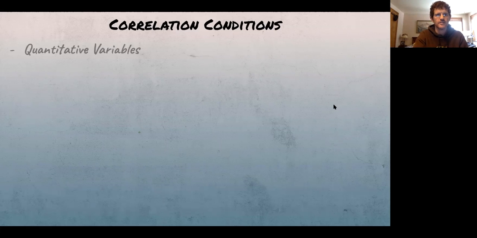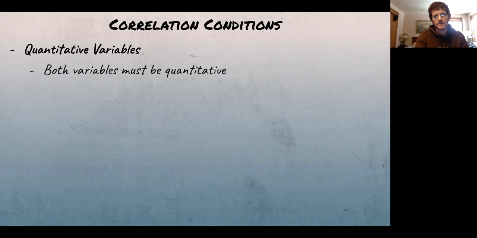Correlation conditions. These are important. We need to have quantitative variables. We cannot do correlation between categorical variables. So both variables must be quantitative. This is to determine if you can even correlate two things. So first of all, determine, are they quantitative? Yes, they are. That's good.